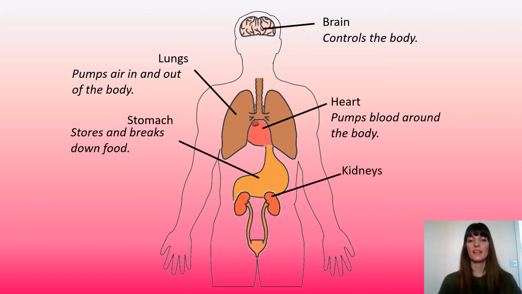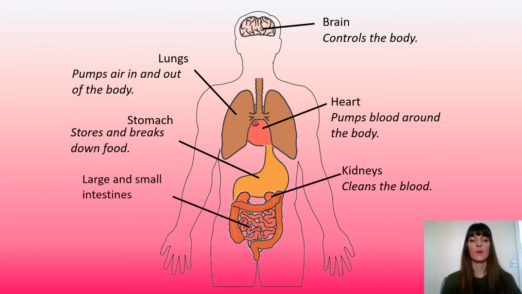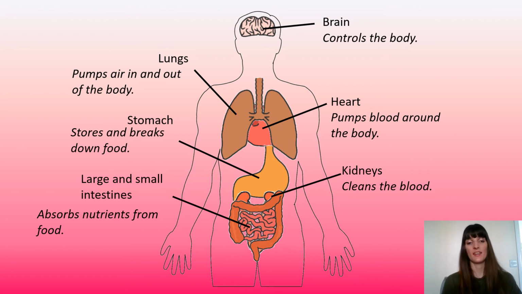You then have your kidneys. Your bladder is the yellow bit towards the bottom. So your kidneys help to clean and filter your blood. You have your large and small intestines, which absorb nutrients from food. And we're going to do more about the stomach and intestines' role in digestion in the next video.